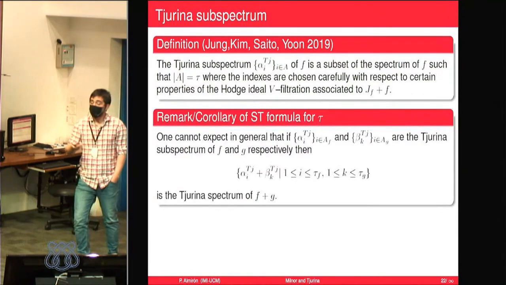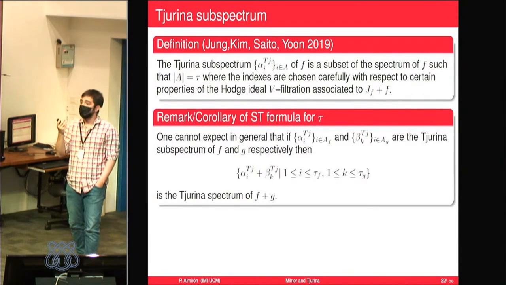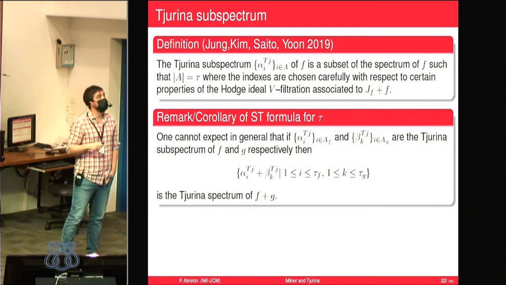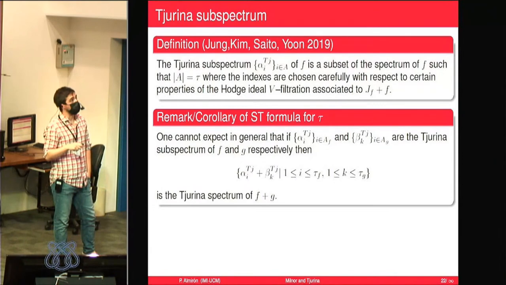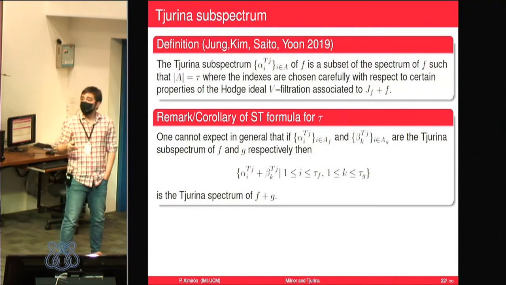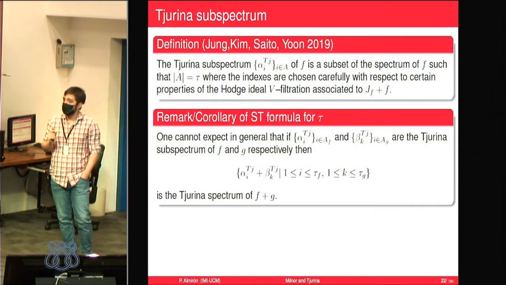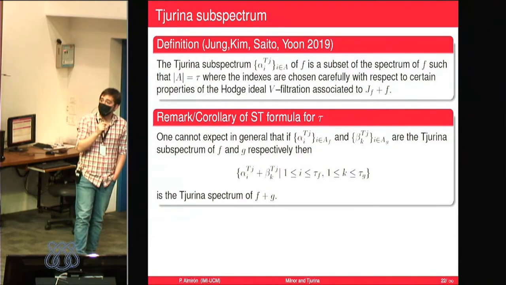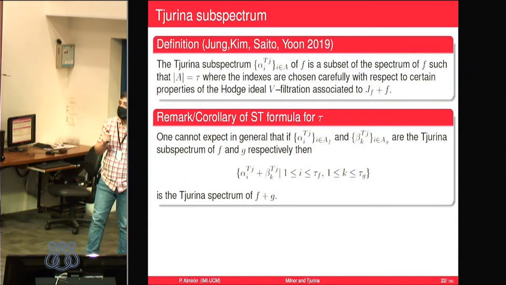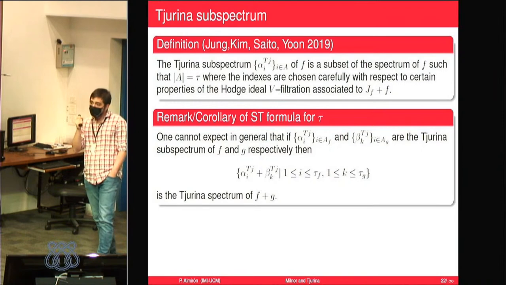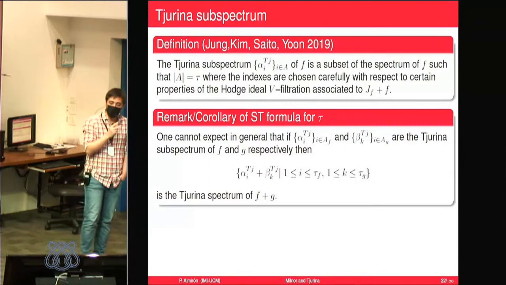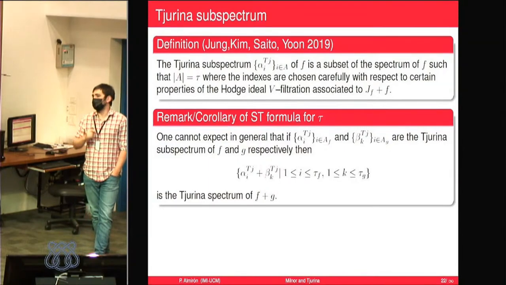And a corollary of our formula is that you cannot expect this. Because if you had a Thom-Sebastiani formula like this for the Tjurina subspectrum, then the Tjurina number should be the product of the Tjurina numbers. But as I have told you, most of the time you don't have that the Tjurina number is the product of two Tjurina numbers. It's the product of the Tjurina numbers plus something. So the Tjurina subspectrum in this case is telling you something more.